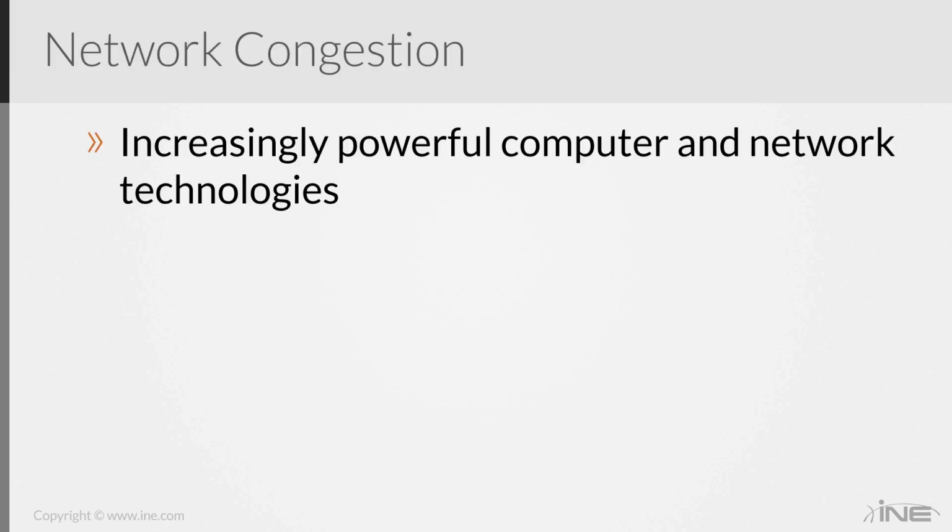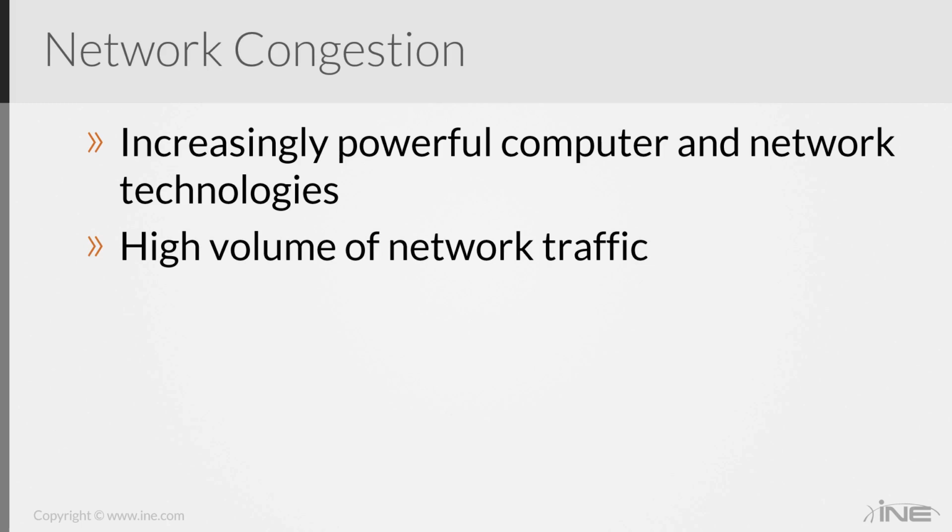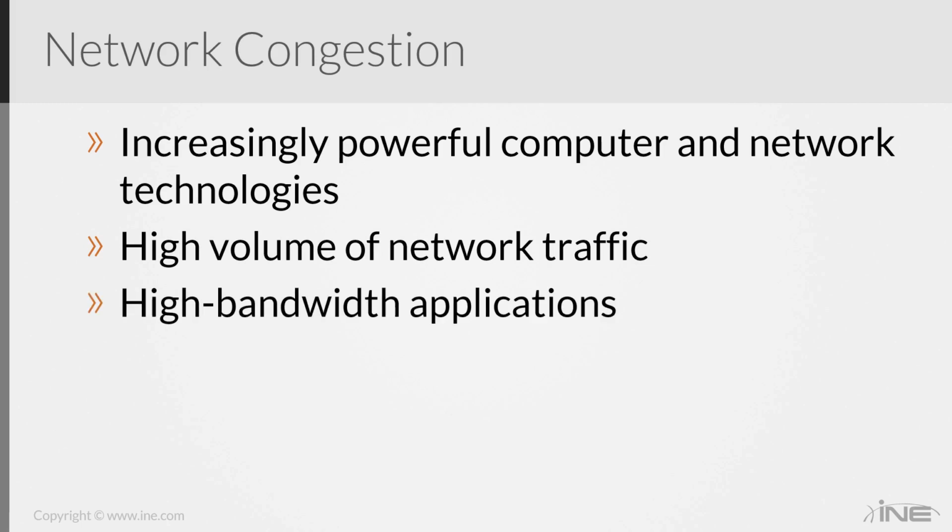Now, network congestion is a big deal because of what it can do. With increasingly powerful computer and networking technologies, high volumes of network traffic, and high bandwidth applications, network congestion is going to be seen, and you're going to have issues with what they call microbursts. A microburst is a burst of data that hits a switch port, or a router for that matter, and comes in way beyond the speed it was supposed to come in at, for a certain period of time. So it may not be detectable 5 minutes after it happened.